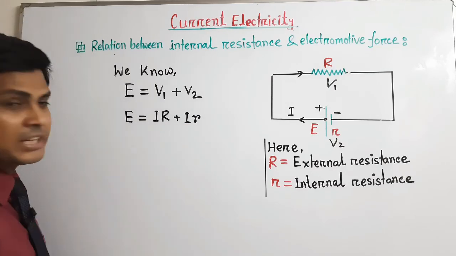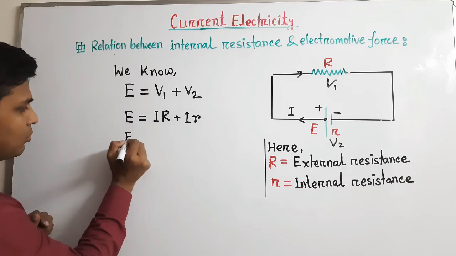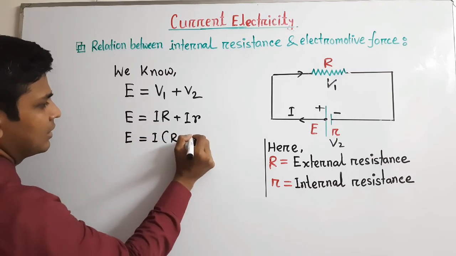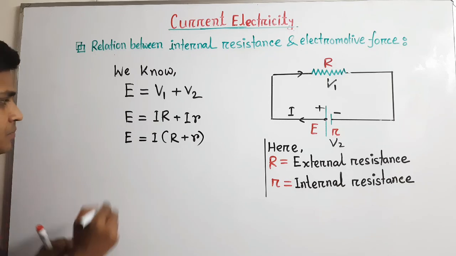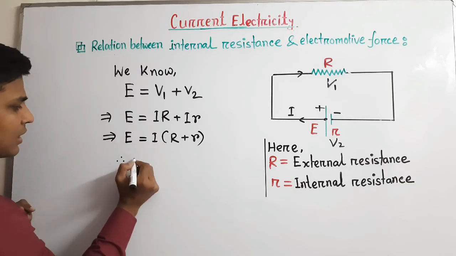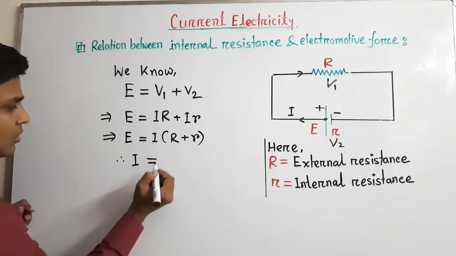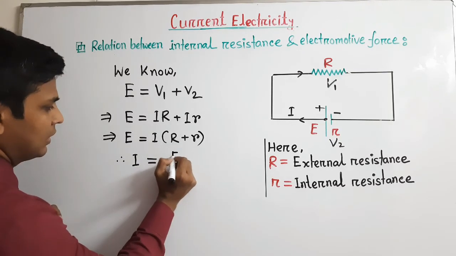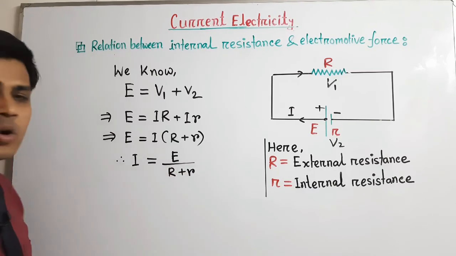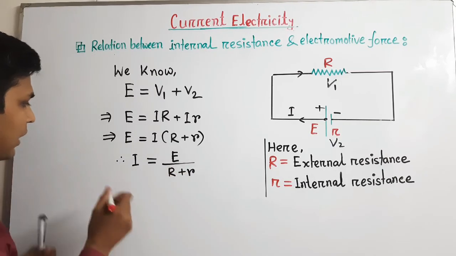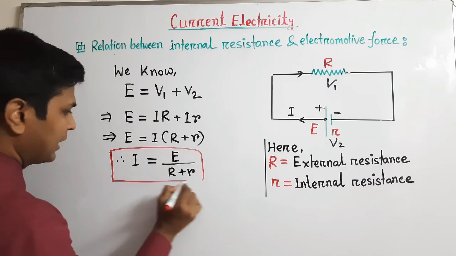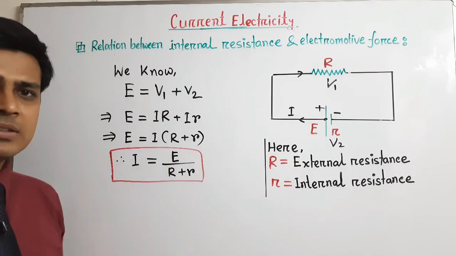Now if we take I common here, then we can write capital R plus small letter r. Now if you want to calculate the current, then the formula of the current will be I equals E divided by capital R plus small letter r. So this is the formula to calculate the current when internal resistance is included in the circuit.